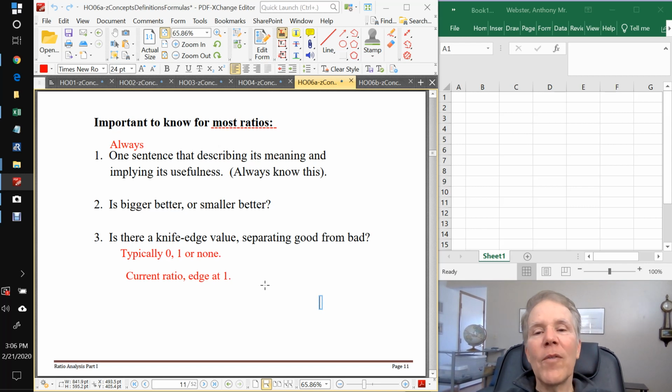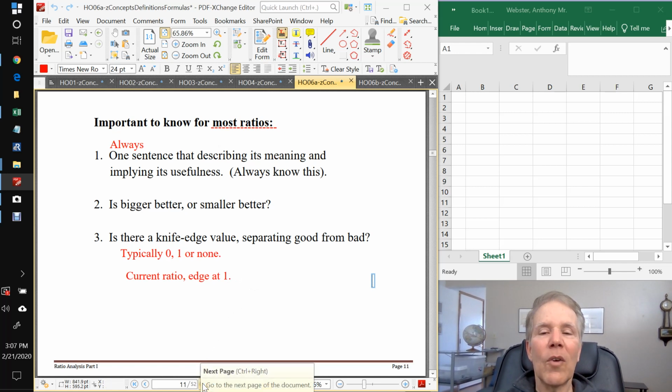Someone brought up in office hours, which I thought was a great point, that 1.01 is not good. Above 1, yes, that's good, but in general you want to have a safety factor. So you want 1.5 times the current assets that you have current liabilities, or 2 times, or if you're a startup, 3 times. So you want a current ratio of 3. The knife edge is really telling us where we know that below it, it's definitely bad. Sometimes if you're just above it, it's not so great, but if you're below it, it's definitely not good.